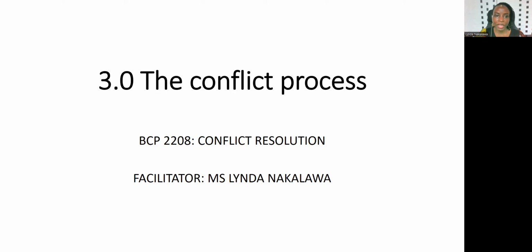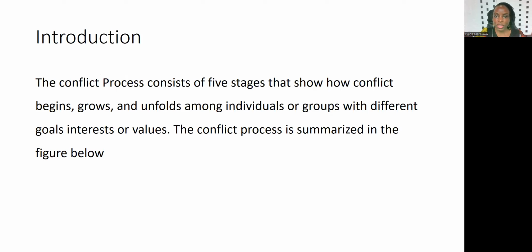Anyway, so the conflict process is what we are going to look at over the next session. So the conflict process consists of 5 stages, and we are going to go through each of them, and these show how conflict begins, how it grows, and how it unfolds among individuals or groups. And we know that conflict happens because these groups or individuals have different goals or interests or values, and it is summarized in the figure below.